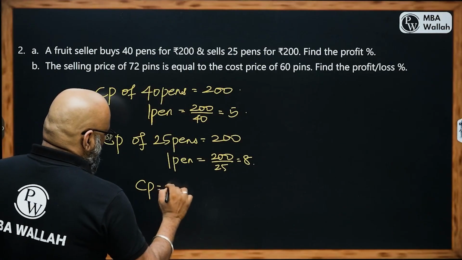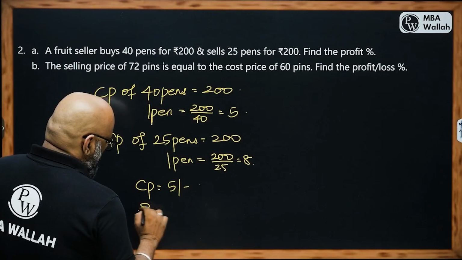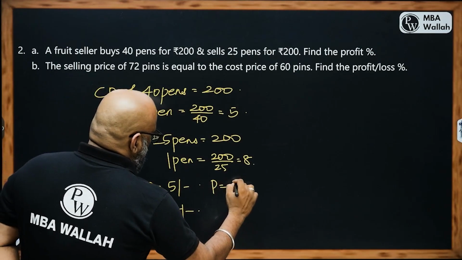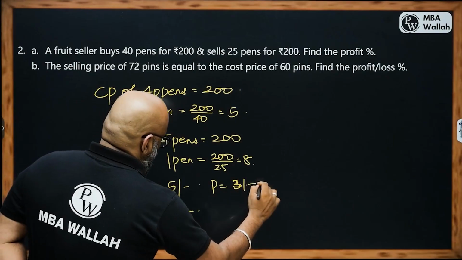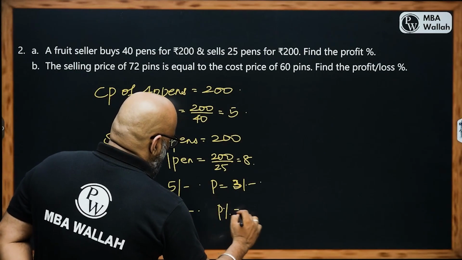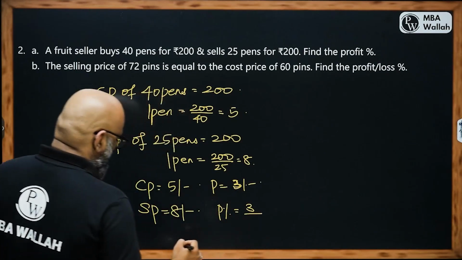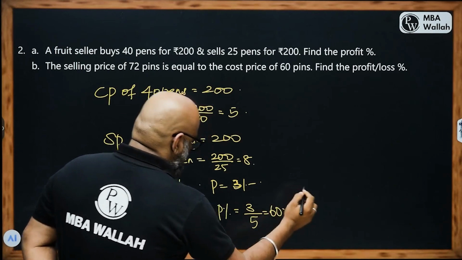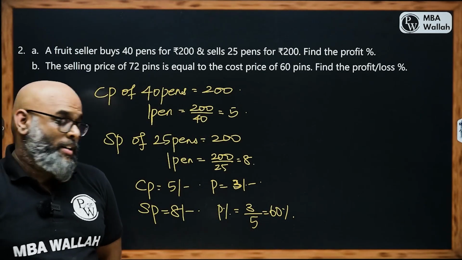Cost price is equal to 5 rupees. Selling price is equal to 8 rupees. So profit is equal to 3 rupees. So profit percentage will be 3 divided by 5. That will be 60%. And that will be our answer.